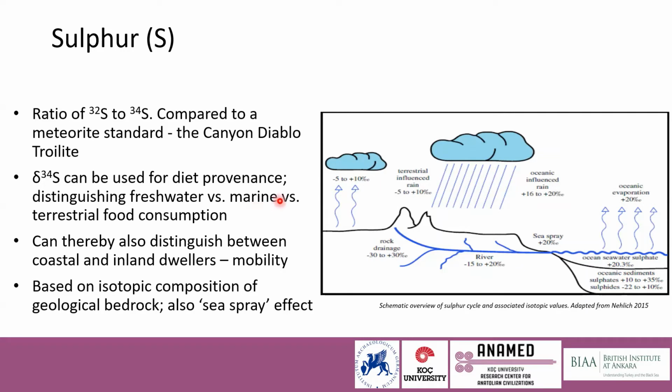Basically, you see the difference between coastal and inland dwellers. As you can see here, marine is about +20.3, and around +20 is sea spray and seawater, and then obviously the further inland you go, this changes. It can be very variable, and it's based on the isotopic composition of the geological bedrock.